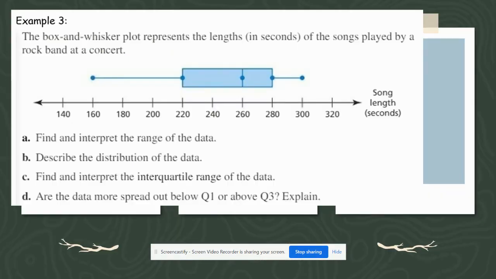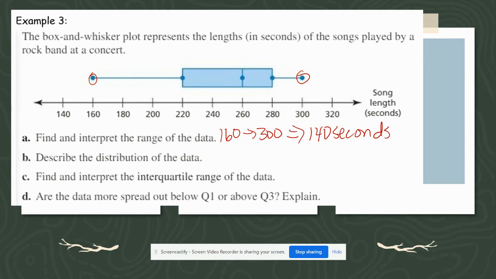So if I'm looking here at this box and whisker plot, let's start with the range. So our range goes from 160 to 300. And that difference is 140 seconds. So there's a 140 seconds difference between the shortest and the longest playing song of the band at this particular concert.